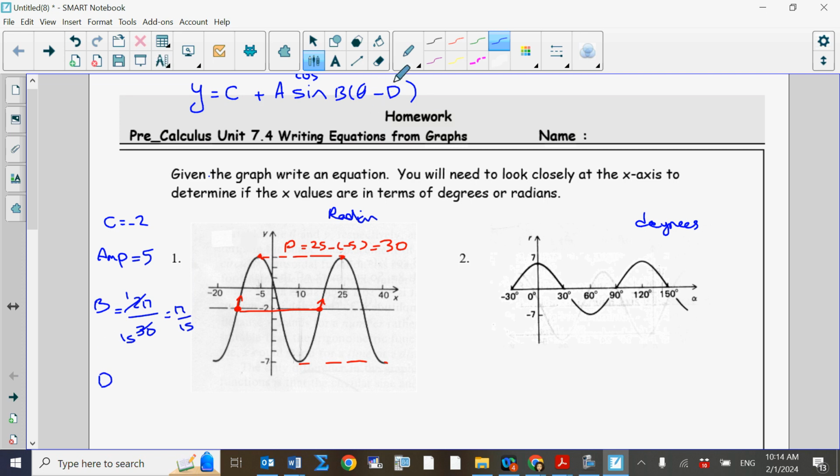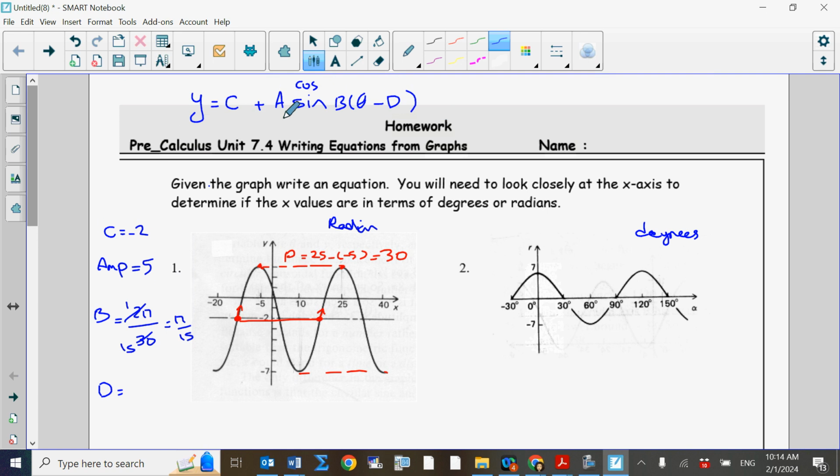And next you need to find the d value. D is the starting point of the function. That means the horizontal shift. That depends on what function you want to write. So let's start from these values first. So the function is going to look like y equal to c, which is -2, plus amplitude, which is 5. And now I decide if I want to write a sine or cosine function. Let's start with a cosine function.